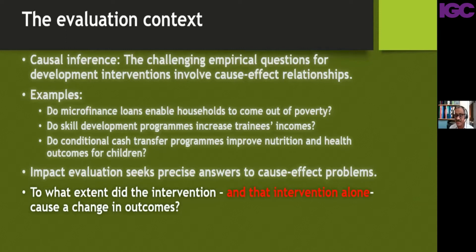The beneficiary's income in the intervening period could have increased because of several other factors which are unrelated to the program. So a beneficiary takes a loan, but then in the meanwhile, the beneficiary may have received a remittance, say, from a family member who's working in the Middle East, and that may have contributed to the increase in consumption. It may not be the loan itself. So we want to identify the change in income caused by the intervention and not by other factors.